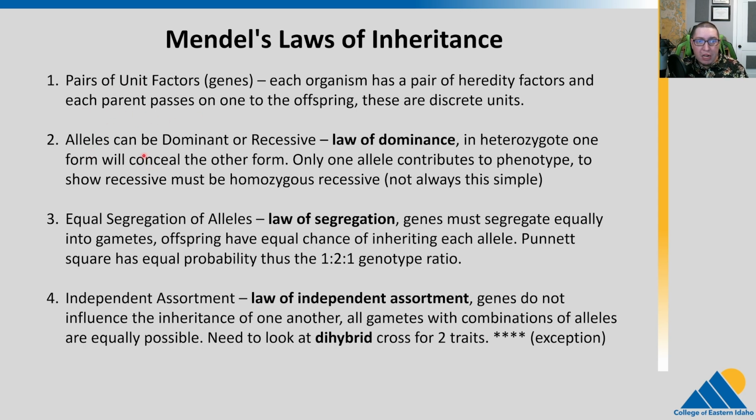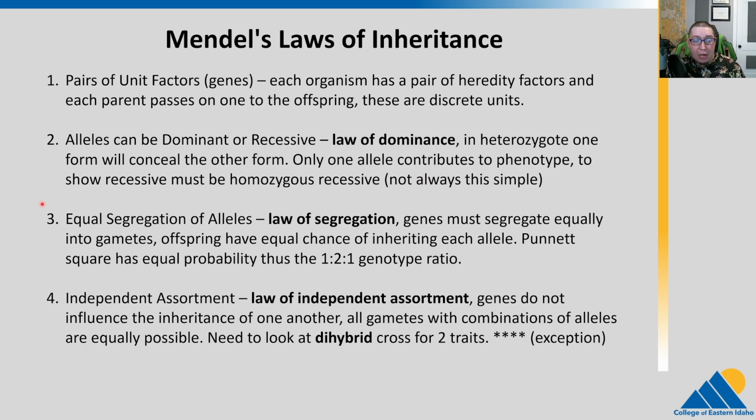Alleles can be dominant or recessive. This is the law of dominance. In a heterozygote, one form will conceal the other, so the dominant will mask the recessive. So only one allele contributes to the phenotype. And in order to show the recessive phenotype, you must be homozygous recessive. It's not always this simple. This is one of the places where Mendel didn't have all the answers.